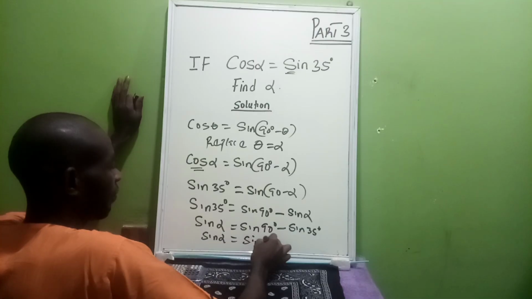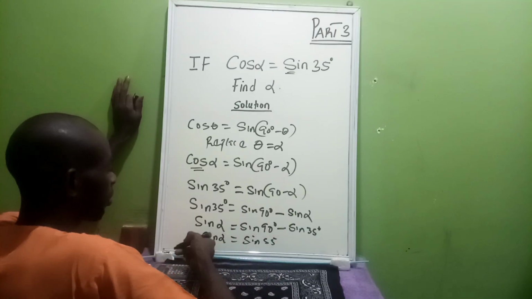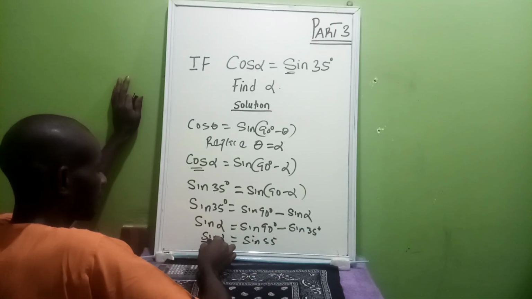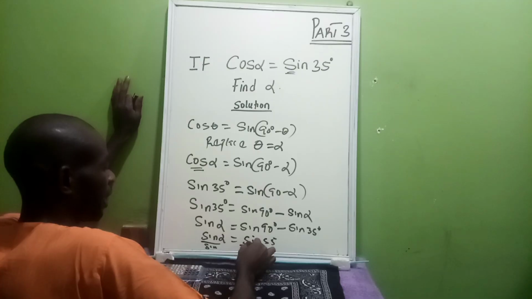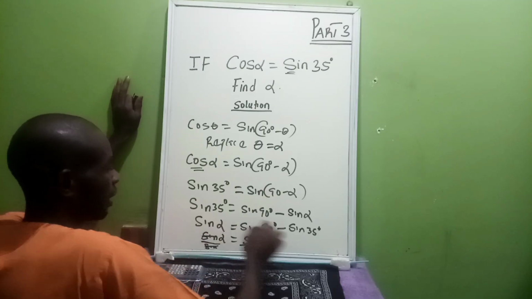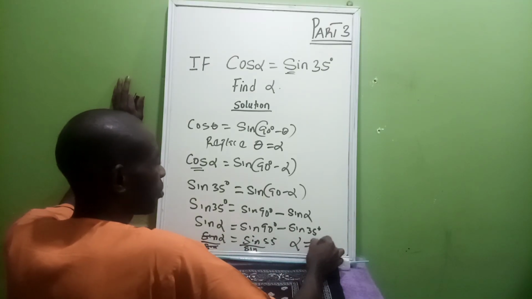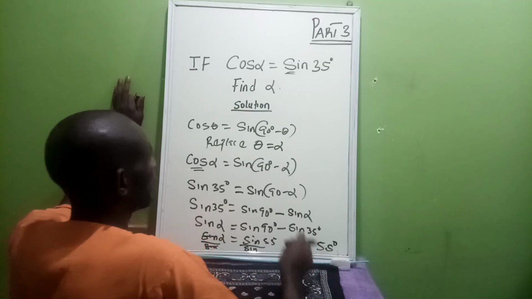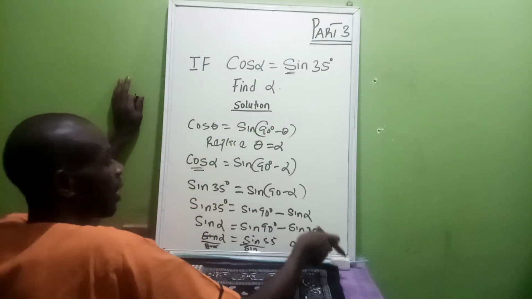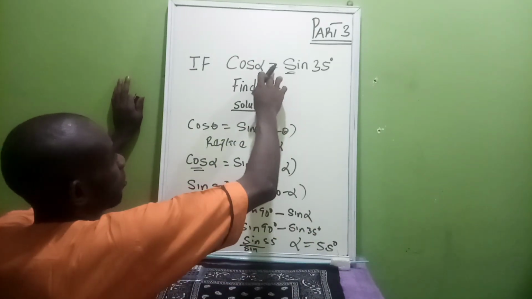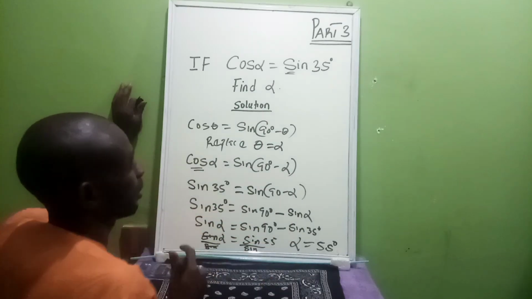That will give us sin 55. So since we are looking for alpha, we divide both sides by sin. Sin will cancel sin, and our alpha is equal to 55 degrees. So if you say cos 55 degrees is equal to sin 35 degrees.